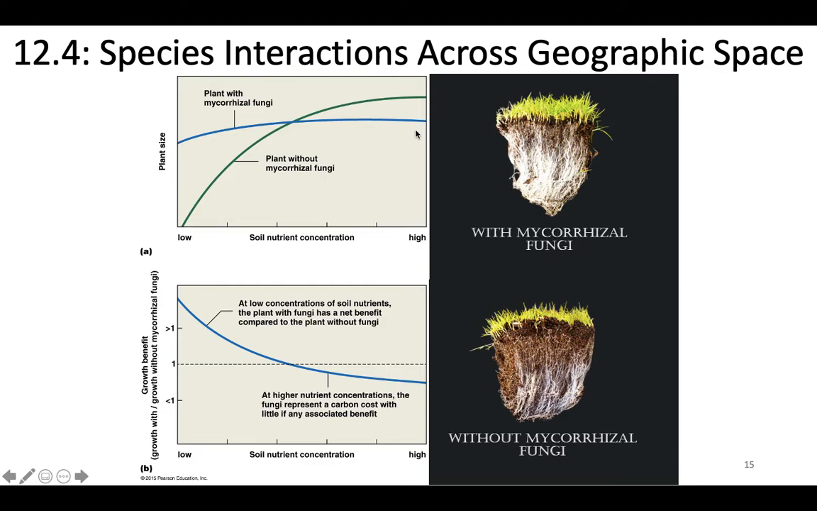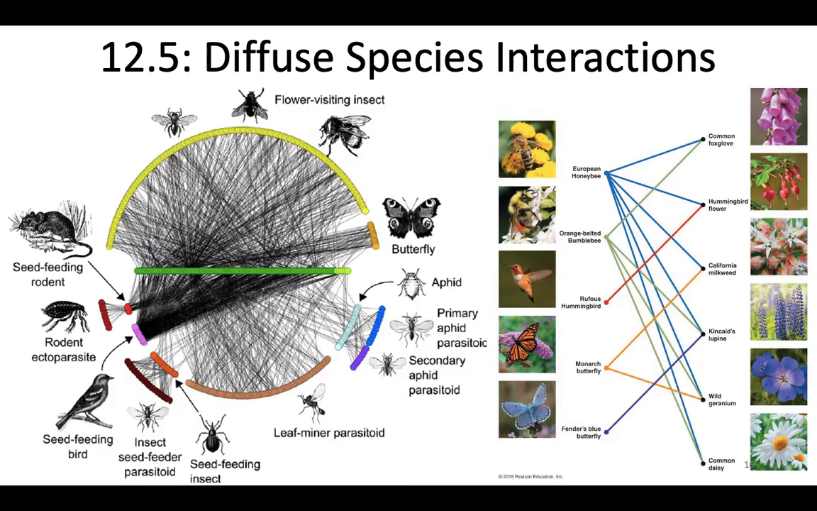Here's another graph that just shows that at low soil nutrient concentrations, the plants that have the mycorrhiza get a net benefit, but if there's already really high nutrients, the fungi actually take away nutrition from the plant and are energetically costly. So that's a really good example, in addition to that snake and those newts.